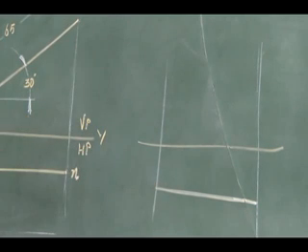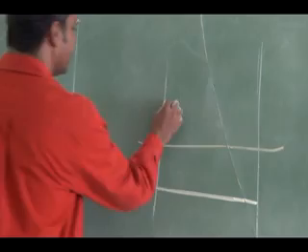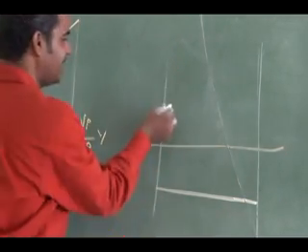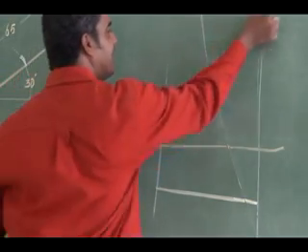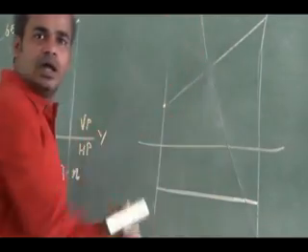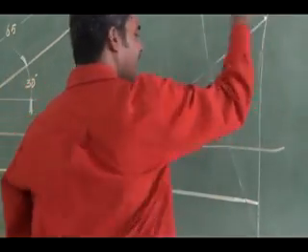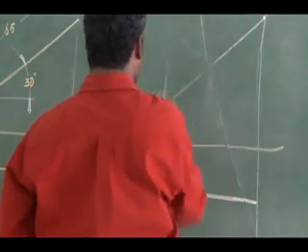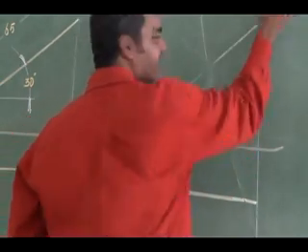So what will be the front view? The inclination will be given, 30 degrees. So I can draw a 30 degree line. Wherever it intersects the other projector, that is going to be my other end. So this will be my M dash.